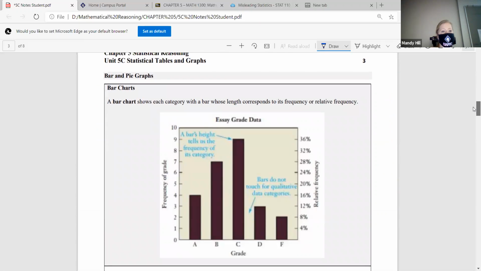So we can use this to make bar charts or bar graphs. It says a bar chart shows each category with a bar whose length corresponds to its frequency or its relative frequency. This one actually has the frequency of the grade on the left side, and it has the relative frequency on the right side, which is two different things. Y'all have seen a bar chart before.